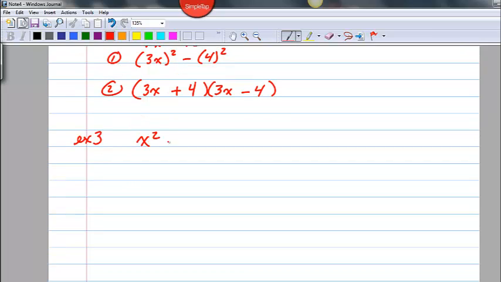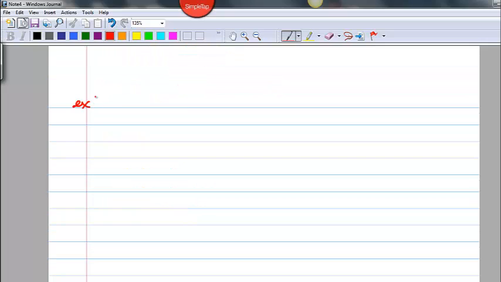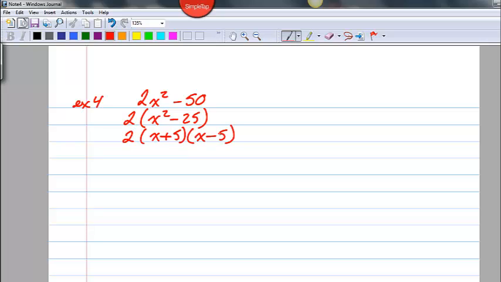In something like x squared minus 1, that's the same as x all squared minus 1 all squared. So we get x plus 1 and x minus 1. Notice you get the square root of the first and the last: square root of the first plus square root of the last, and square root of the first minus square root of the last. In example 4, we had to pull out the greatest common factor, but the rest is the same. 2 times x plus 5 and x minus 5.